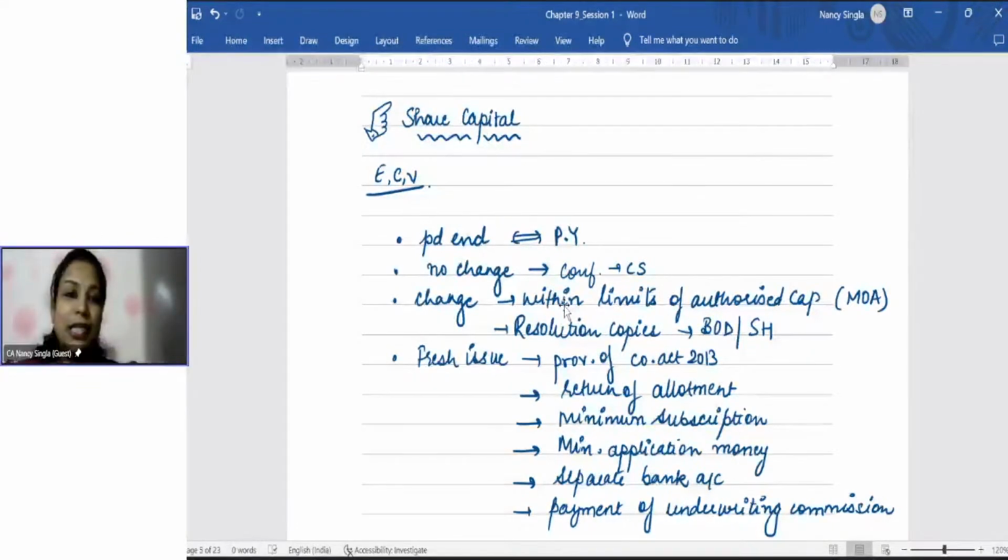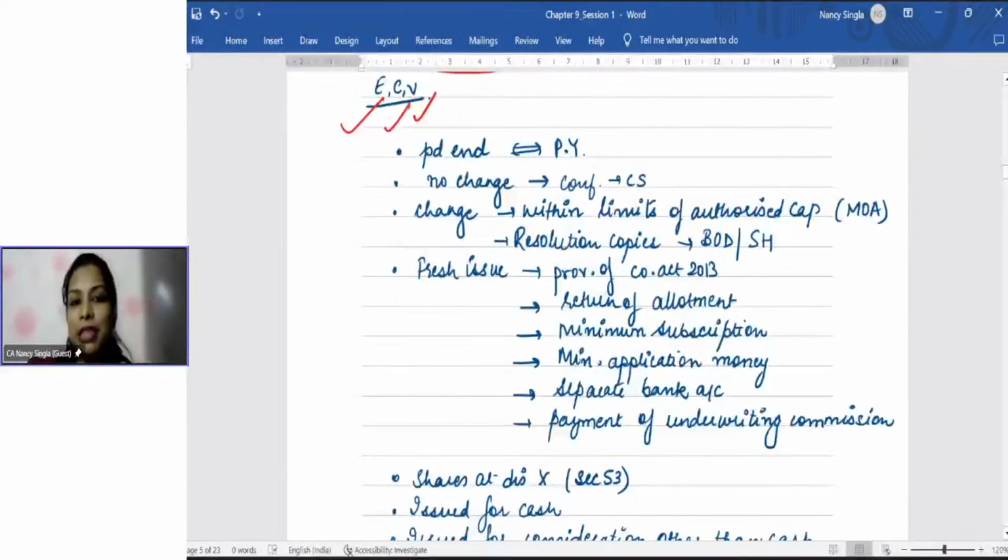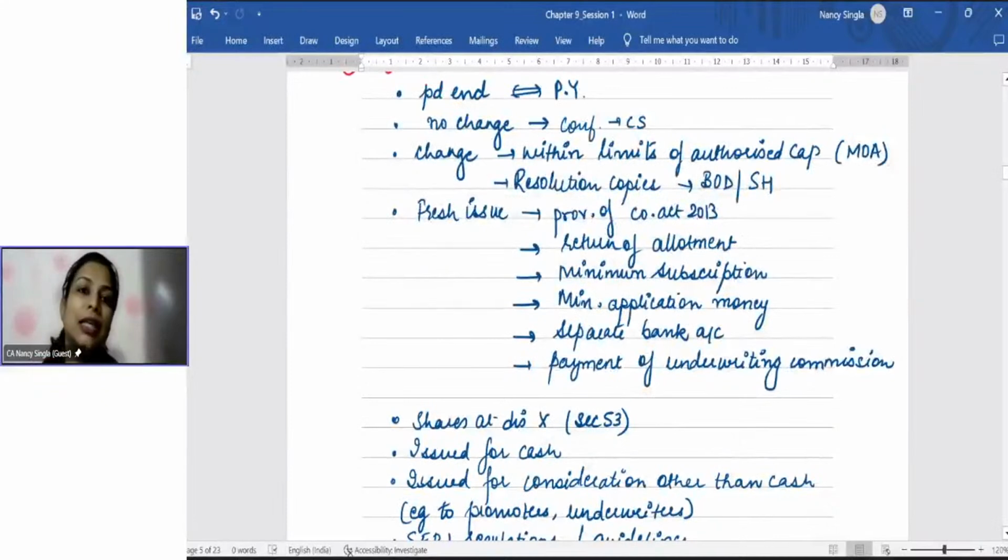Okay. So let us start with the verification of various assertions, that is existence, completeness and valuation with respect to share capital, right? Very logical. And students, as I've told you, this is a very lengthy chapter. So what I will advise you is keep on summarizing the points the way you like, right? I've also summarized certain topics so that you can get an idea as to how to summarize.